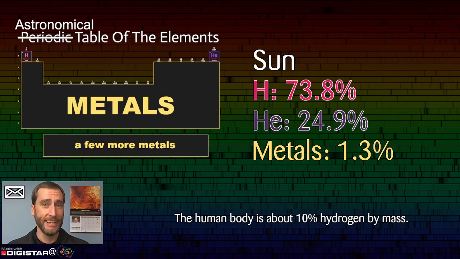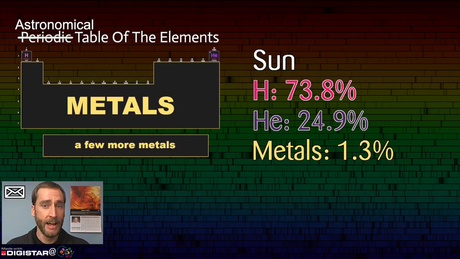For comparison, the human body is about 10% hydrogen, almost no helium, and so the rest is metals. You and I have a metallicity of about 0.9. That's not really fair to compare the human body to a star, but we can compare different stars to one another. And we see that stars seem to fall into a couple of different groups just based on the amount of metals that they have.